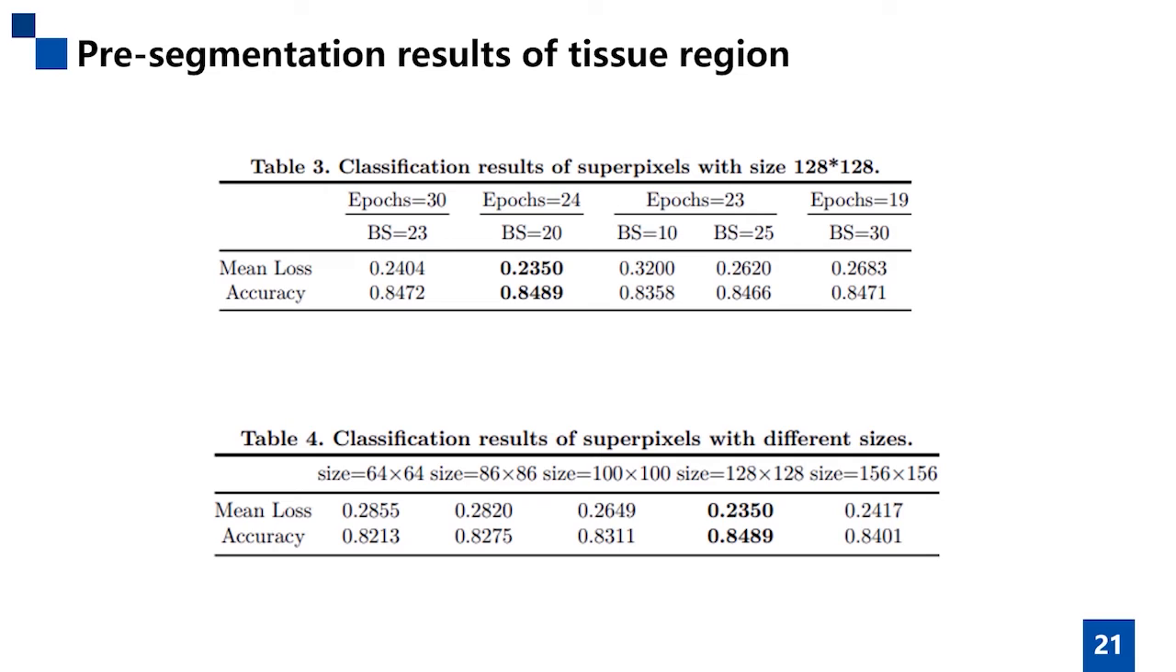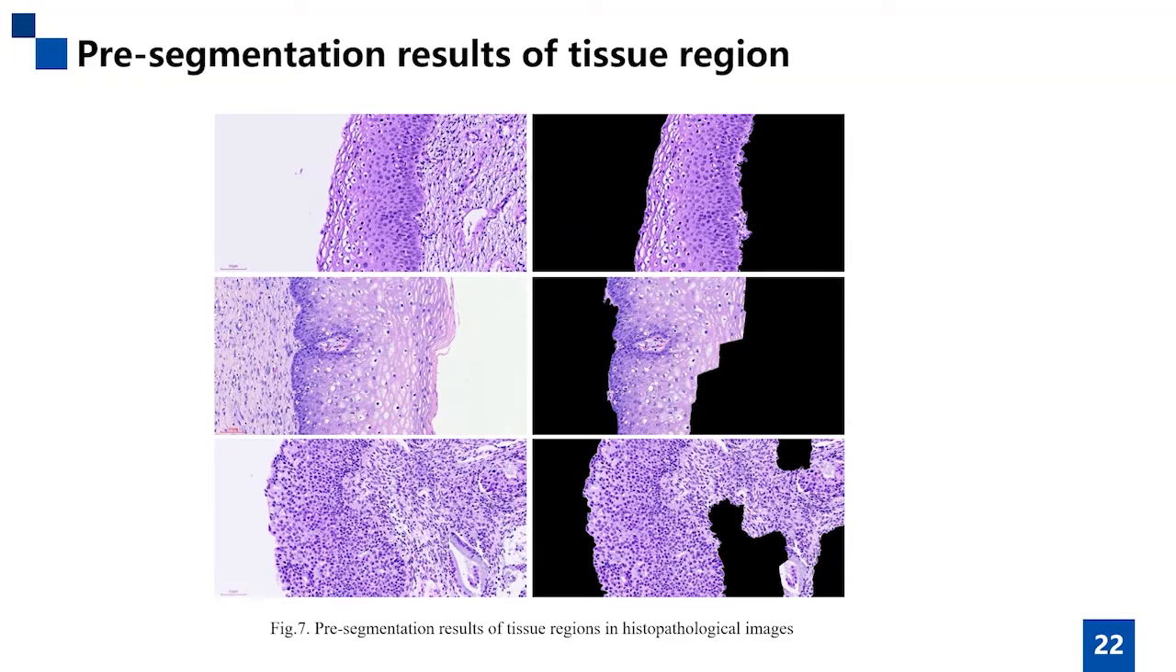Experiments also verify the effect of different sizes of superpixels. As shown in Table 4, the classification model achieved more accurate results when the superpixel size is 128. That is, each pathological image is divided into 50 superpixels. The left is the original image and the right is the pre-segmentation result of the tissue region. However, for images with more complex staining distribution and more disordered cell arrangement, the pre-segmentation model has a greater error.